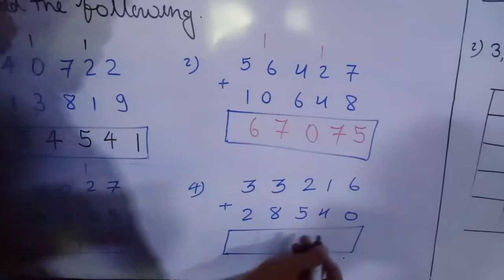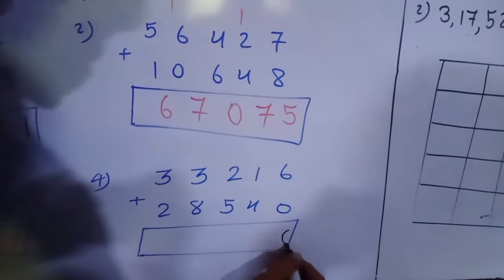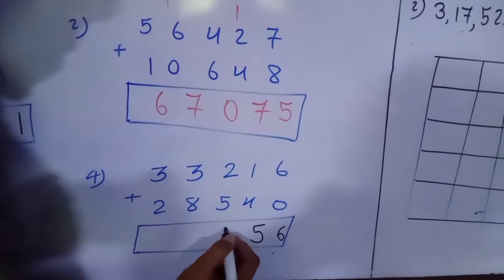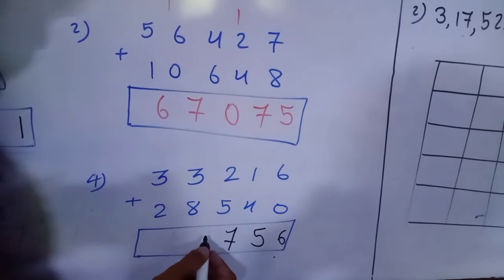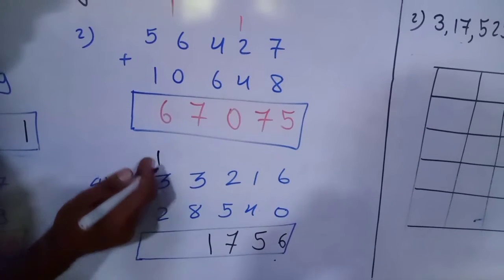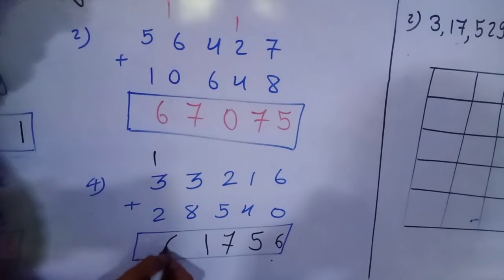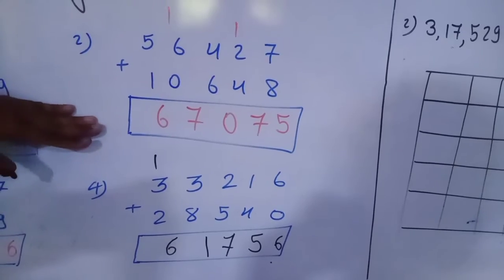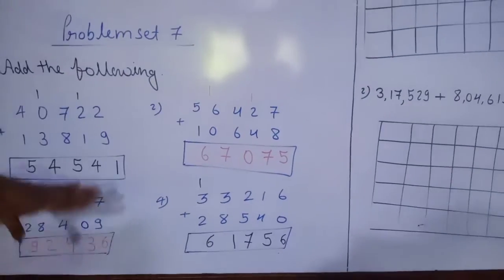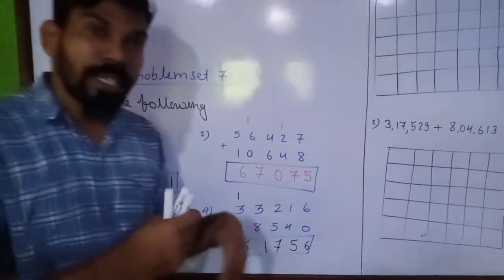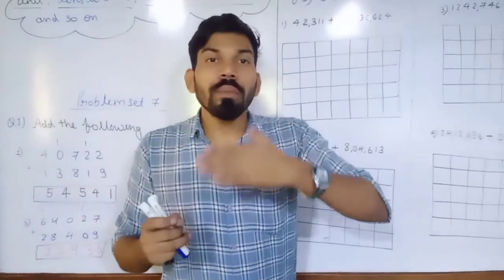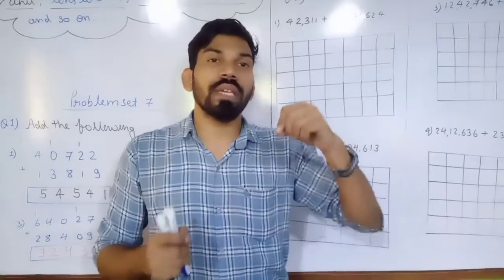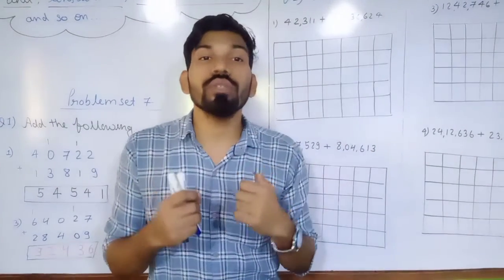Now the next one. 6 plus 0 is 6. 1 plus 4 is 5. 2 plus 5 is 7. 3 plus 8 is 11, 1 carry. 1 plus 3 is 4. 4 plus 2 is 6. This way we can solve the sums whatever we are given in the arranged form. Here we are not getting so many difficulties to solve these kinds of sums. But if the number of places increases and we get the same sum in a different form, like 'add these two numbers', how are we going to solve it?